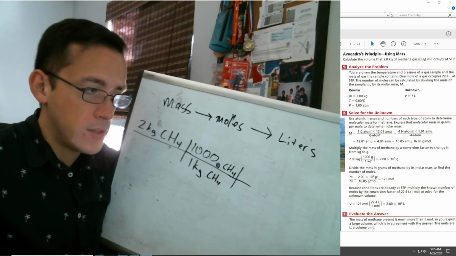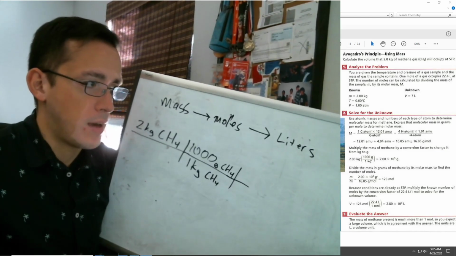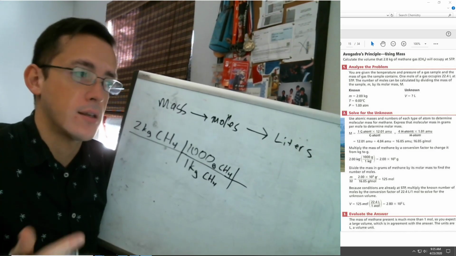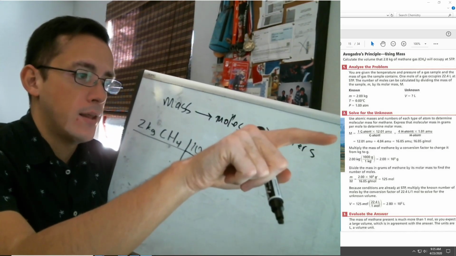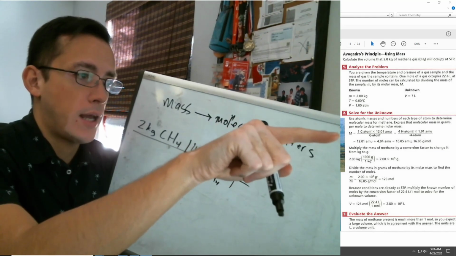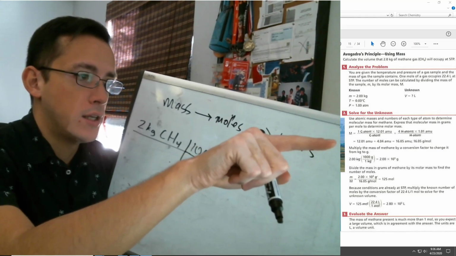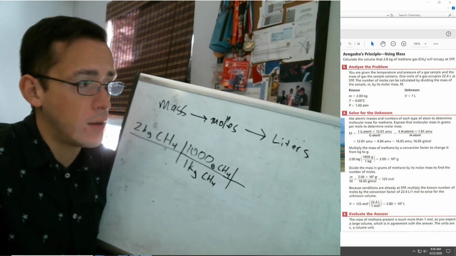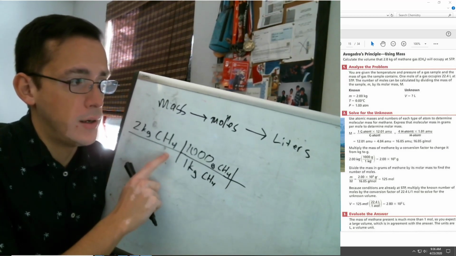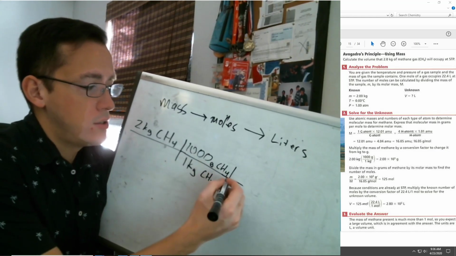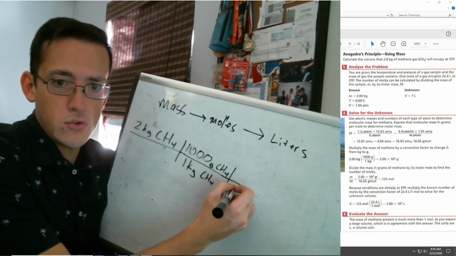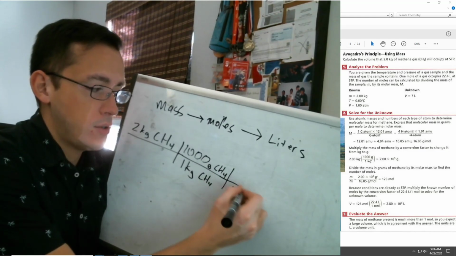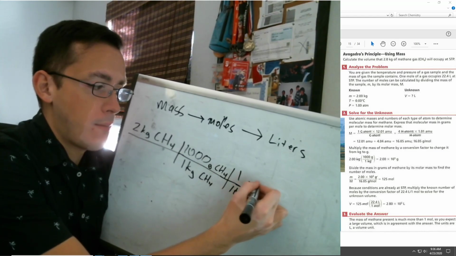Now we want to go from grams of methane to moles of methane. And the way we relate moles and mass together is the molar mass. So you'll see they calculate the molar mass. There's 1 carbon atom and 4 hydrogen atoms, which gives us a total molar mass of 16.05 grams per mole. So that means there's 16.05 grams for every 1 mole.